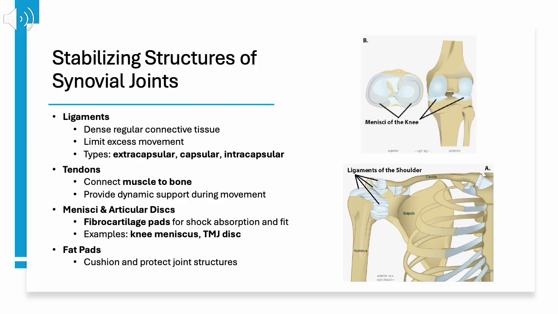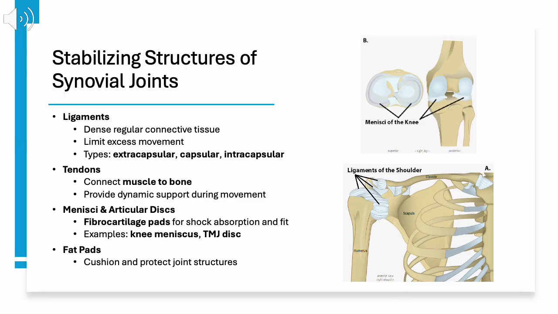Next, we have tendons, which connect muscles to bones. They play a huge role in joint stability, especially during movement. When a muscle contracts, its tendon can act like a dynamic ligament, reinforcing the joint. This is critical in joints like the shoulder, where the ligaments alone are relatively weak.